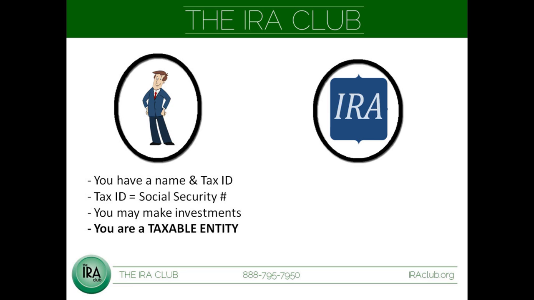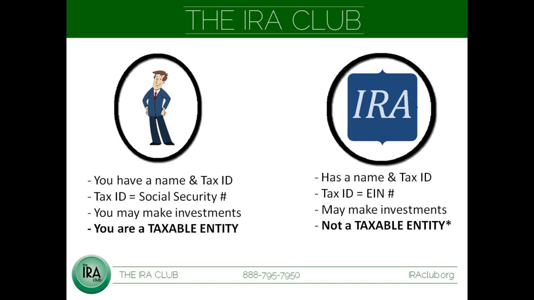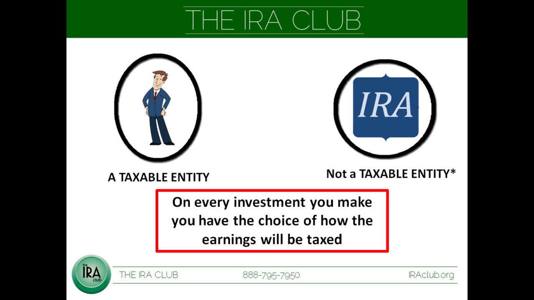Let's talk about an IRA. Now, we know your IRA has a name and a tax ID. It's a different name than yours. It's a different tax ID because the tax ID in an IRA is an EIN number, completely different from your Social Security number. We know your IRA may make investments, and we know your IRA is not a taxable entity on the profits earned inside the IRA based on the money that you have put in that IRA. So, if you invest, you're a taxable entity. When your IRA invests, your IRA is not a taxable entity on the earnings.